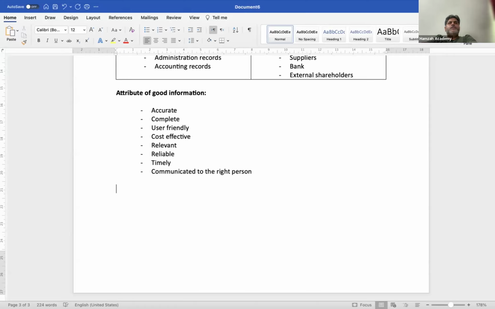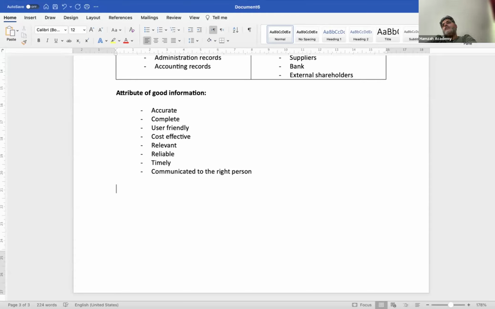But again, information has to be complete as well. I mean, if you have to act upon something, then you need to know the basics at least. So even if the information is not wholly complete, it should be something on the basis of which you are able to take a decision at the end of the day, right?